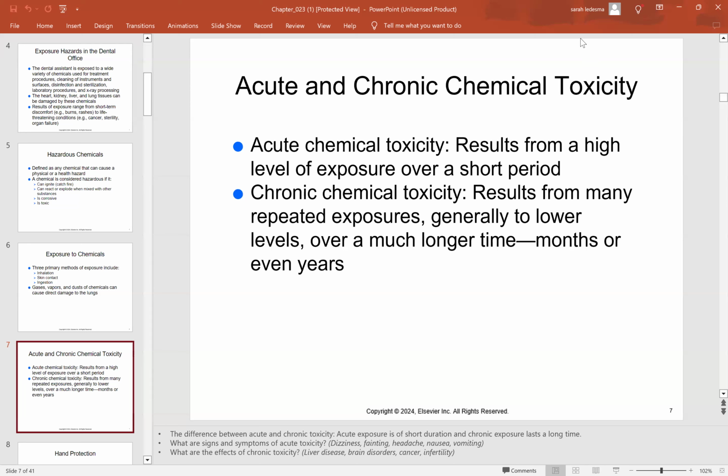Acute and chronic chemical toxicity. Acute toxicity results from a high level of exposure that happens over a shorter amount of time. Chronic chemical toxicity results from many smaller repeated exposures, and this happens over a longer term, so months or years.